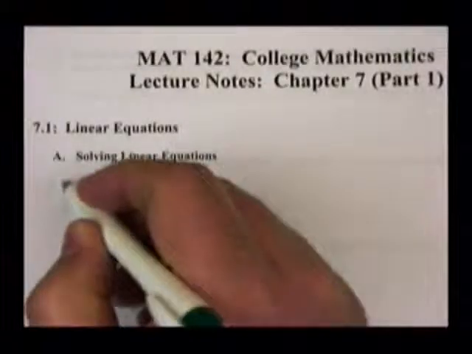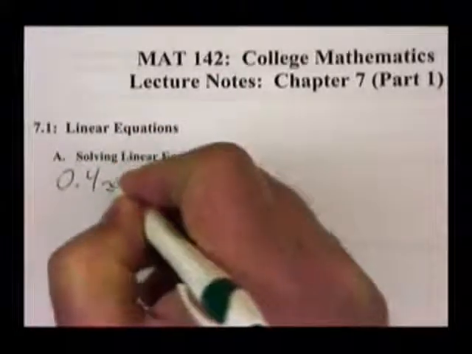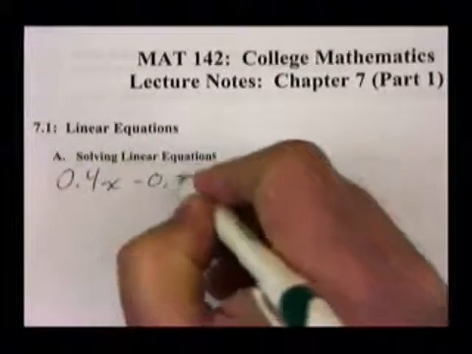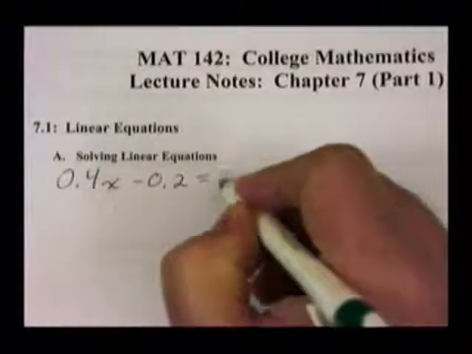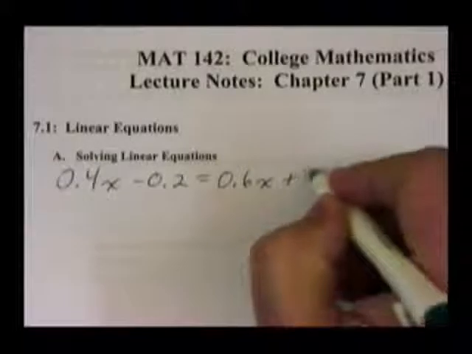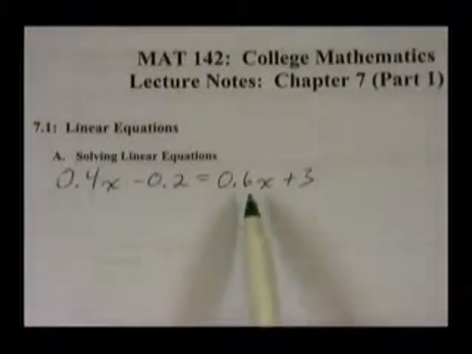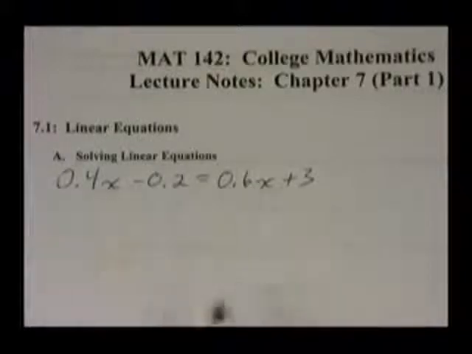And I've got an example. The example I want to use is 0.4x minus 0.2 equals 0.6x plus 3. And if you recall back to your previous algebra days, the first thing that you always want to do is get all of the same terms on one side.